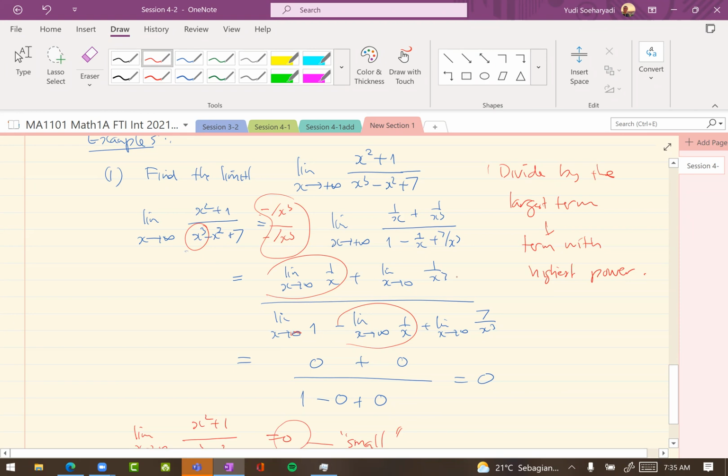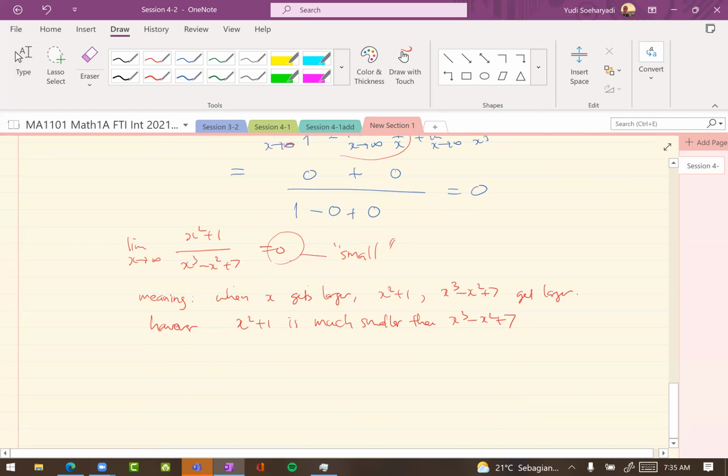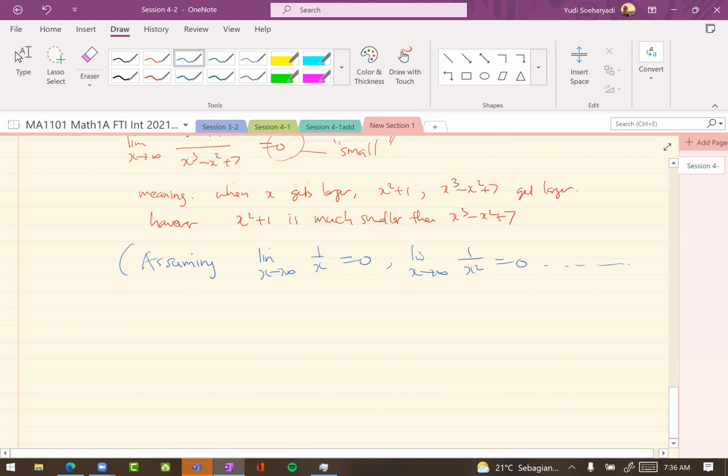Okay, so let's see. All right. So in that case, I should mention this one. So that's assuming this limit, you know this limit. X, limit x going, and so forth. Okay.